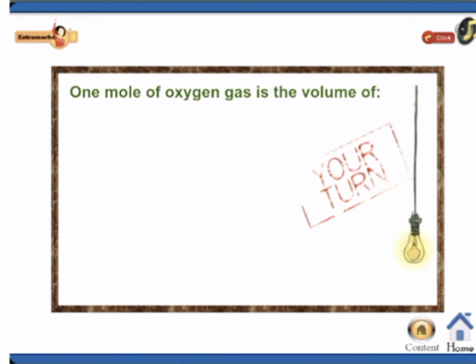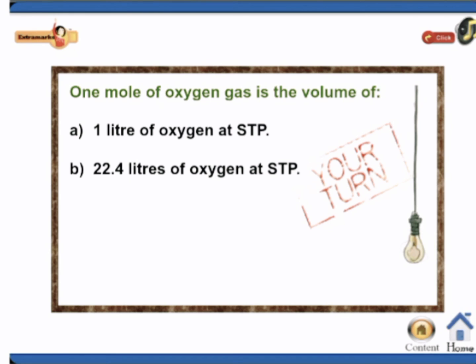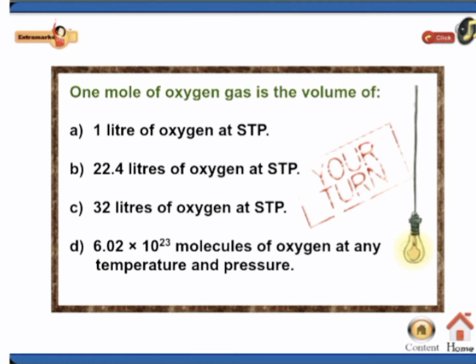Complete the following. 1 mole of oxygen gas is the volume of, and the options are A. 1 liter of oxygen at STP, B. 22.4 liters of oxygen at STP, C. 32 liters of oxygen at STP, D. 6.02 × 10^23 molecules of oxygen.